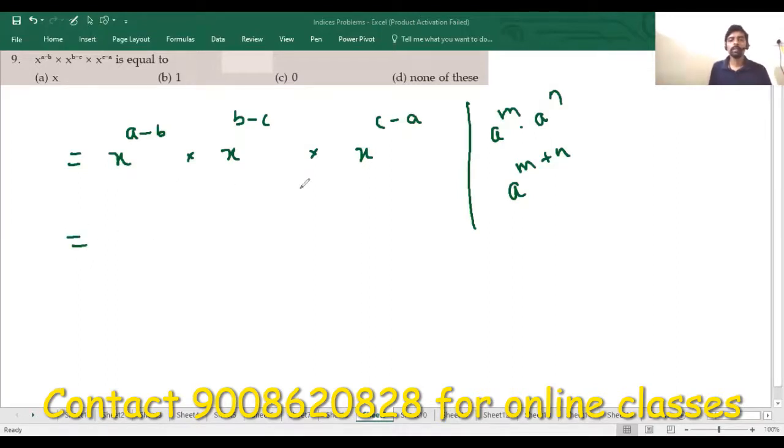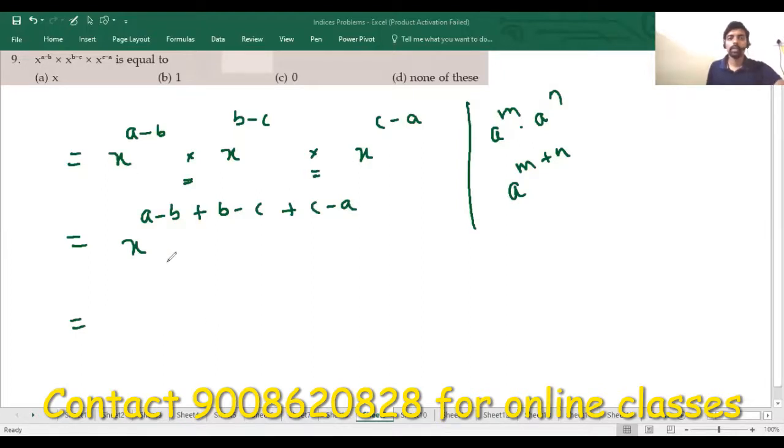So since the bases are the same here, x, x, x, and the sign is into. If the sign is into, what will we do? We will add the exponents. If the sign is a division sign, what will we do? We will subtract. Correct? So now I will add this, guys. x to the power a minus b plus b minus c plus c minus a.